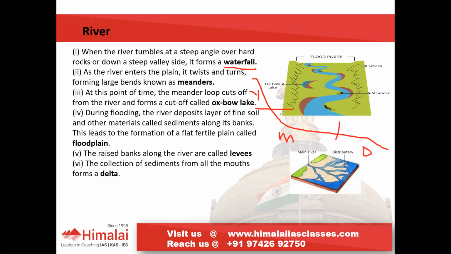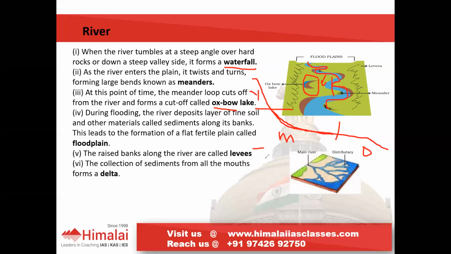And when the river enters the plain, the slope lowers and it enters a flat plain, depositional activity occurs and it leads to twists and turns of the river. This is called a meander. And as the deposition keeps increasing, a portion of the river cuts off from the main river and it results in the formation of this shape of water body that is called an oxbow lake.